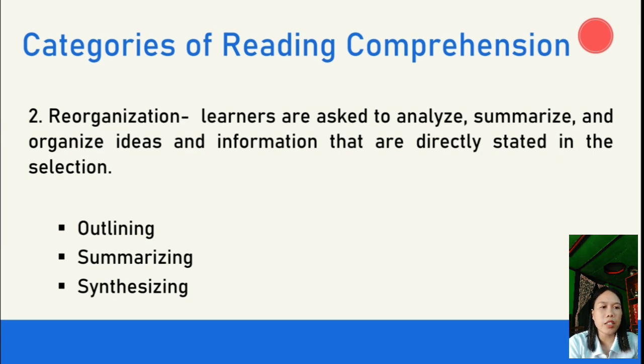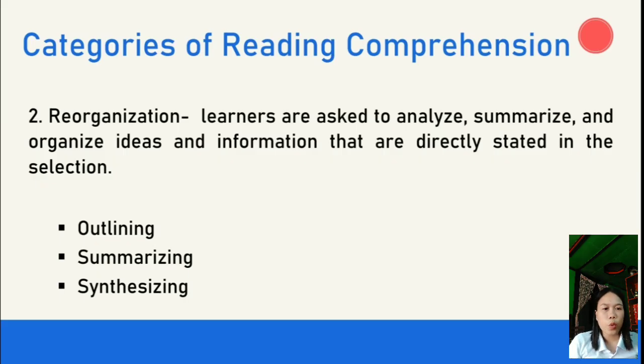The second one is the reorganization. In here, learners are asked to analyze, summarize, and organize ideas and information that are directly stated in the selection. It includes outlining, summarizing, and synthesizing. In outlining, the question could be, what is the story all about? While in summarizing the story, the teacher could say, in your own words, retell the story. And in synthesizing, the teacher could ask, why is the action of the tortoise expected in the story?